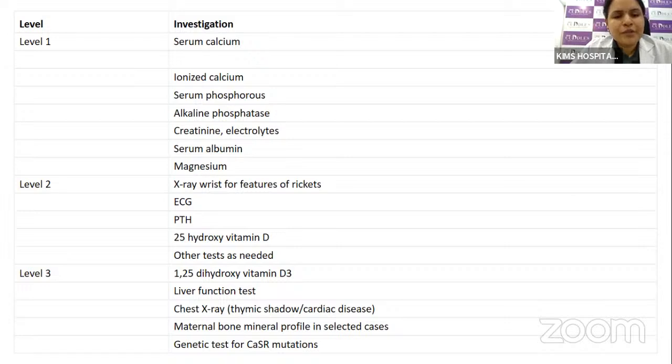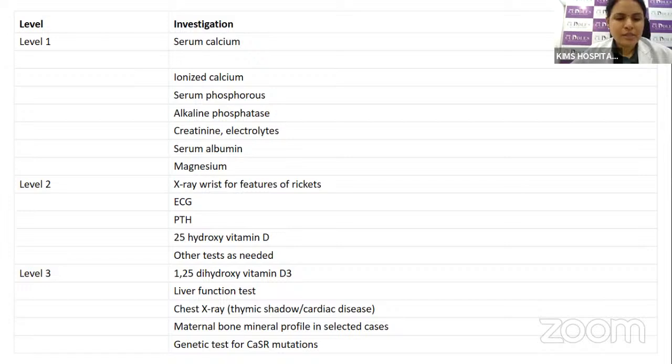In the second level of investigations, one considers getting an X-ray wrist for features of rickets and an ECG to look for long QT syndrome, as well as the hormonal workup in the form of parathormone and 25-hydroxy vitamin D. Now, it is to be remembered that the most stable form of vitamin D that can be assessed in lab tests is the 25-hydroxy form, although this is not the biologically most active form of vitamin D. The active vitamin D, which is 1,25-dihydroxycholecalciferol or calcitriol, is unfortunately not a stable compound and hence is not very amenable to lab testing.